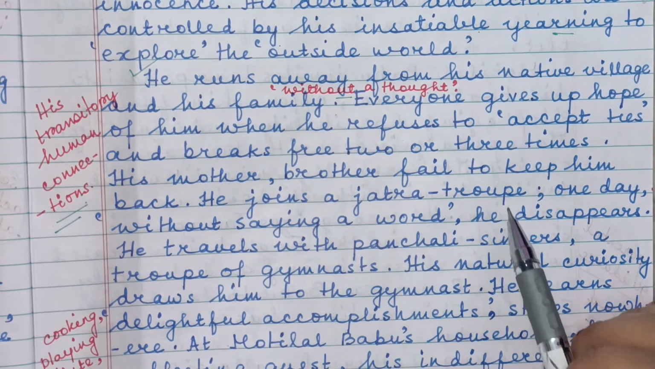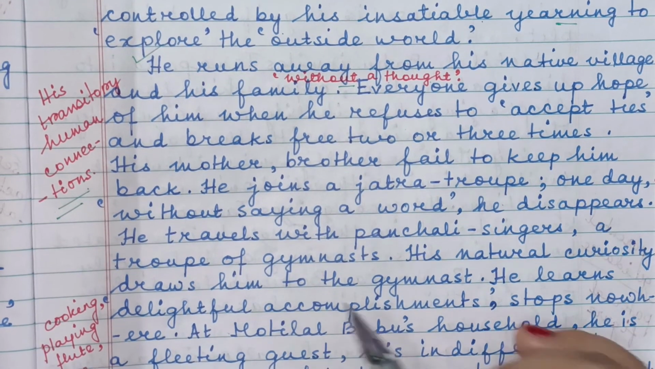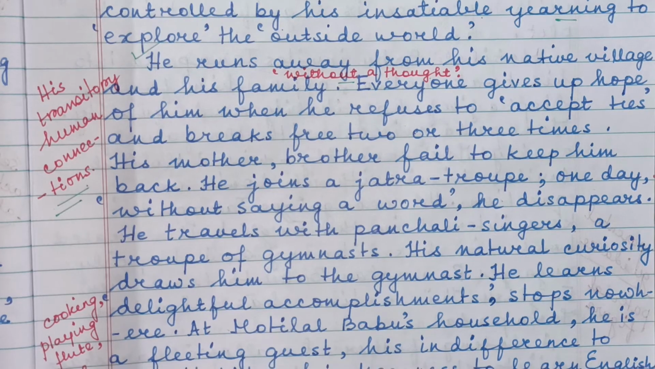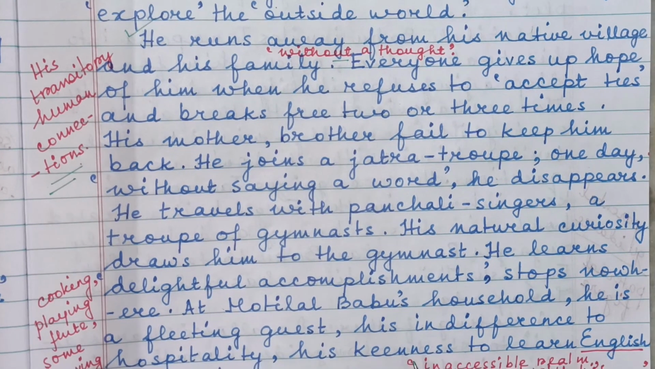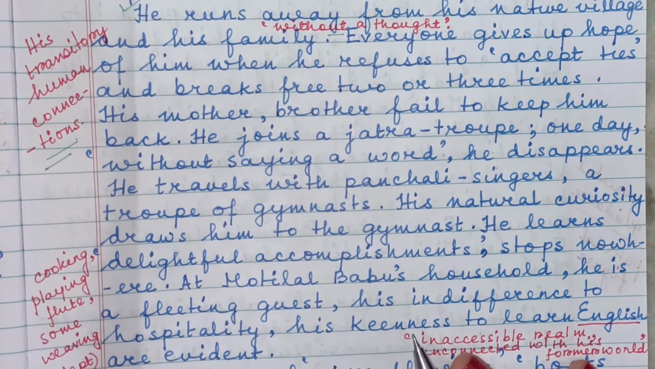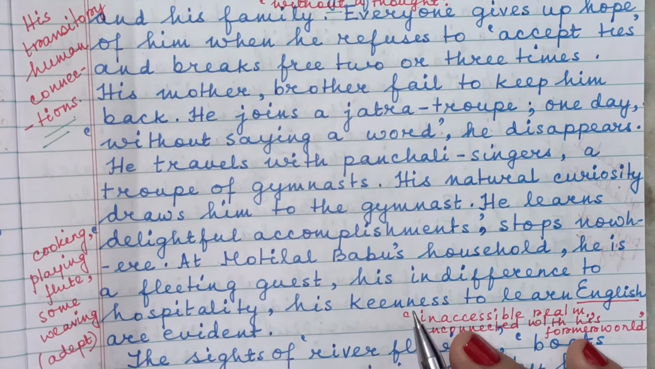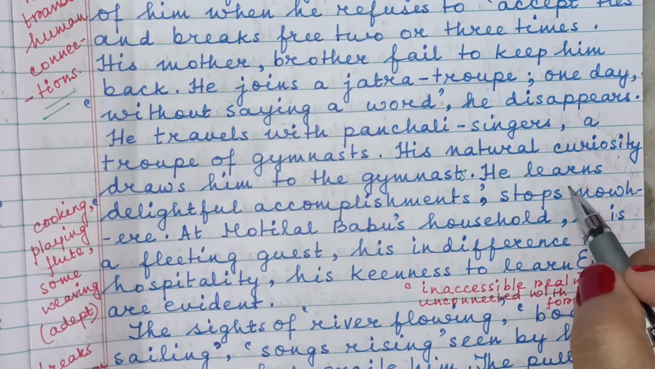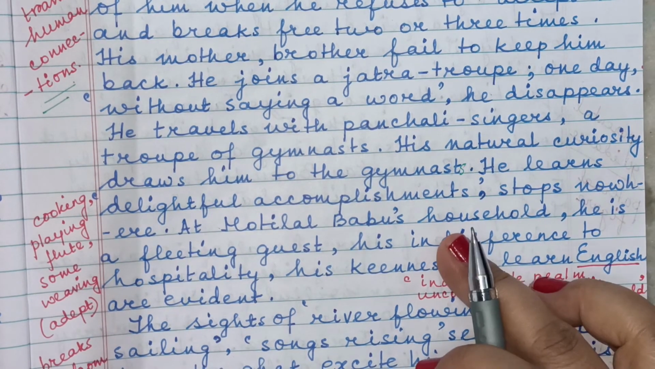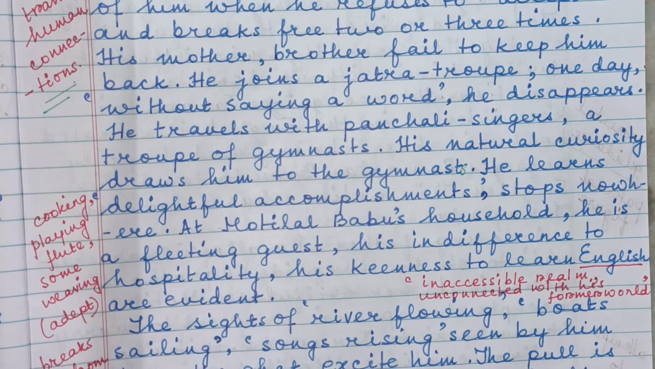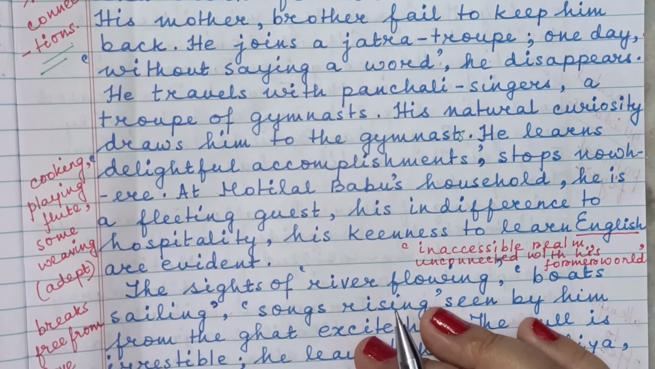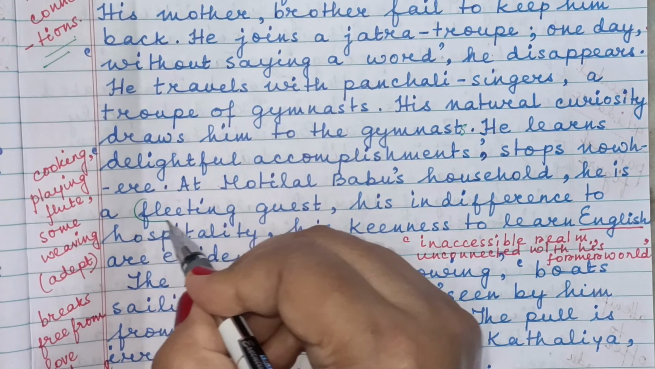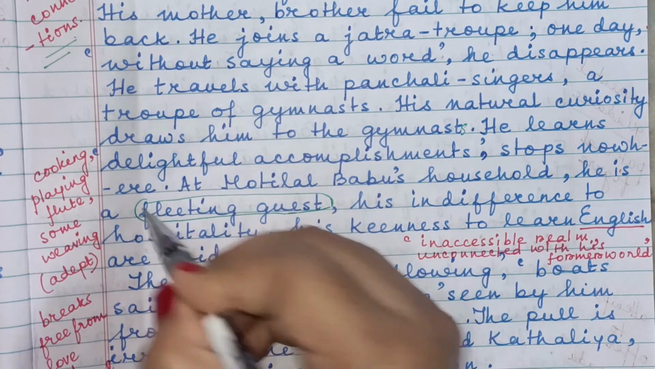He joins a Jatra troupe one day without saying a word. He disappears. He travels with Panchali singers, a troupe of gymnasts. His natural curiosity draws him to the gymnasts. He learns delightful accomplishments, stops nowhere. At Motilal Babu's household, he is a fleeting guest. Again, his decision: he leaves.